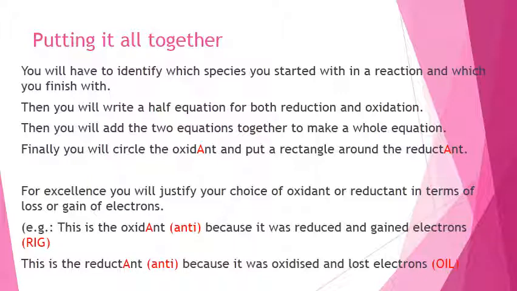So for those students aiming for excellence, which should be all of you, you will need to justify your choice of an oxidant and reductant in terms of loss or gain of electrons. Okay, so you're going to have to say, for instance, this is an oxidant because it is reduced and gained electrons, remembering OIL RIG, or this is a reductant because it is oxidized and lost electrons.